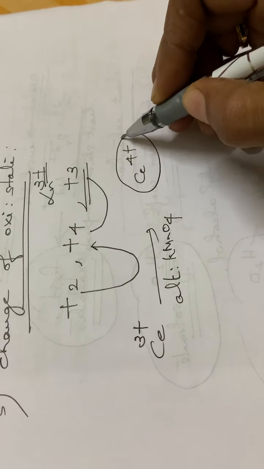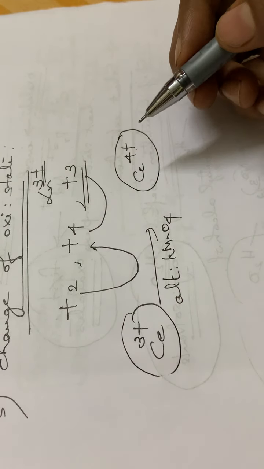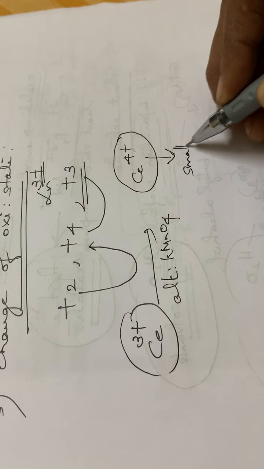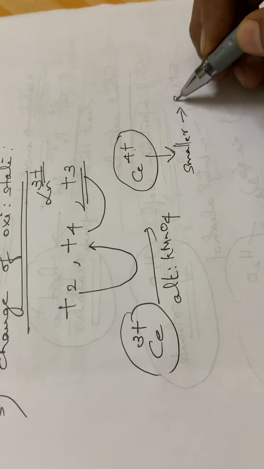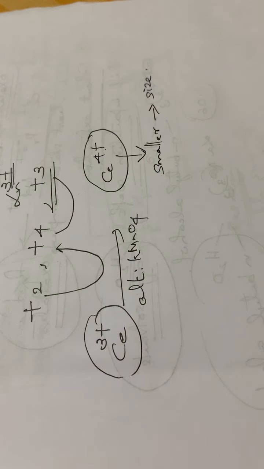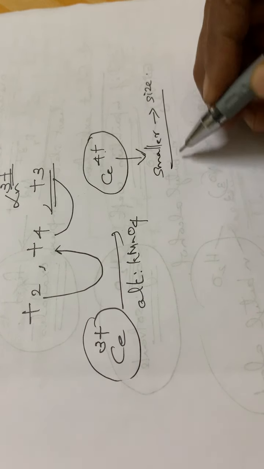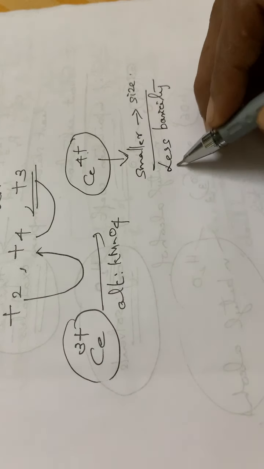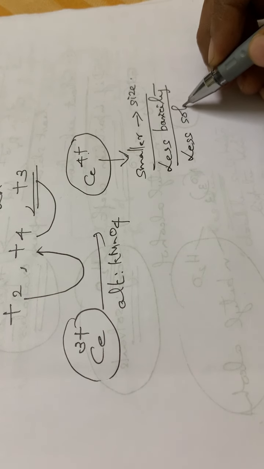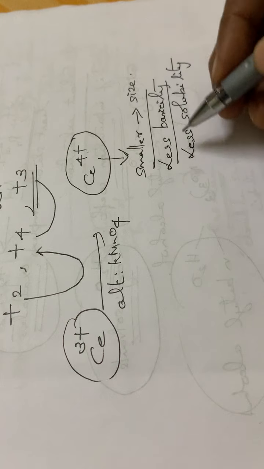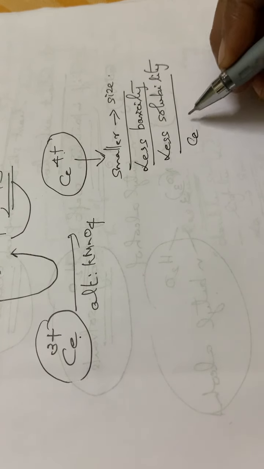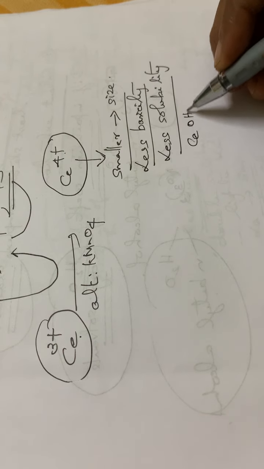See, what about the charge? The charge is increased from 3+ to 4+. So what about the size of the ion? Size will be getting smaller, isn't it? Smaller size while going to Ce4+. Size smaller means its basic nature will be less. Less basicity means less solubility, compared with that of Ce3+. So the cerium will be precipitating as cerium hydroxide. Ce4+ means it can be Ce(OH)4.